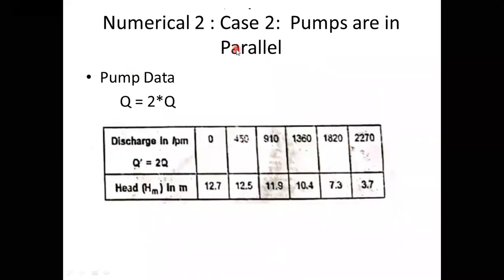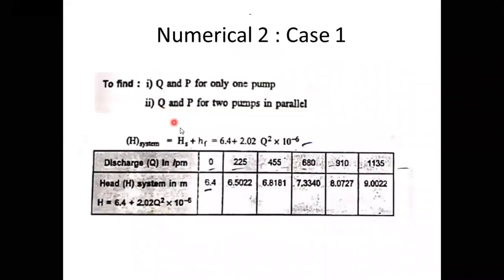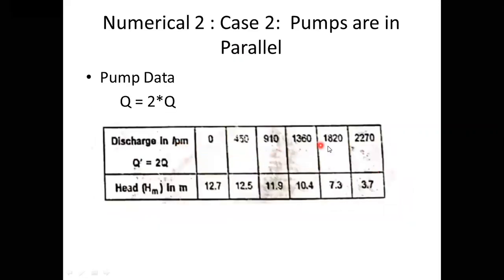Now, the second case is when the pumps are in parallel. For pumps in parallel, whatever the Q is given, we have to just multiply by 2. So initially, the Q is 0, 225, 455, 680, 910, and 1135. This is for the single pump only. If you take the two pumps in parallel, then definitely this discharge will get multiplied by 2. So 0 into 2, 225 into 2, 455 into 2, 680 into 2, 910 into 2, and 1135 into 2. So you will get these discharges over here: 0, 450, 910, 1360, 1820, and 2270.